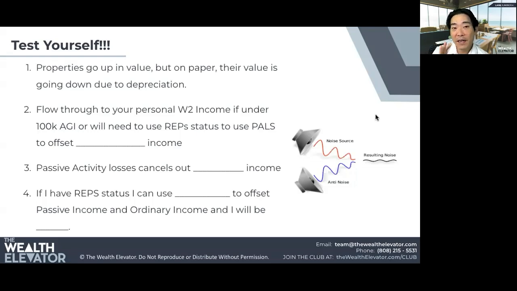But if you're above that, you age out or you don't qualify. Like how once you make a certain amount of money, you can't do a Roth IRA in a way. Or you need real estate professional status to use your passive activity losses to offset, what is it, folks? Yes, your ordinary income. And that's what the REP status thing is. Remember the bow and arrow.